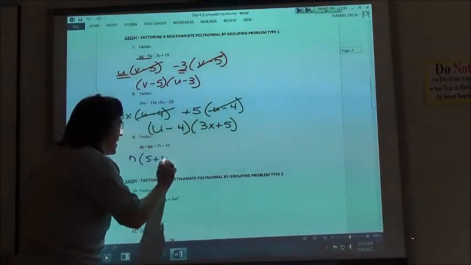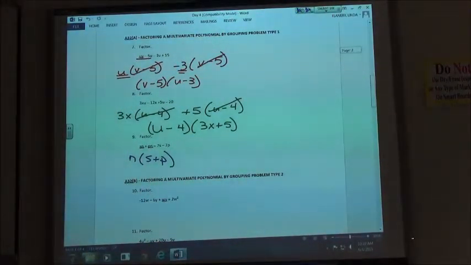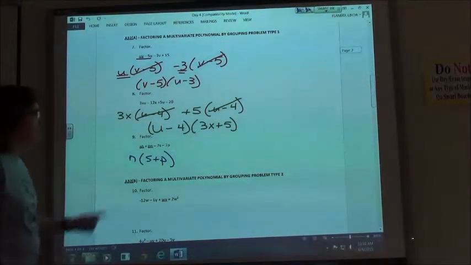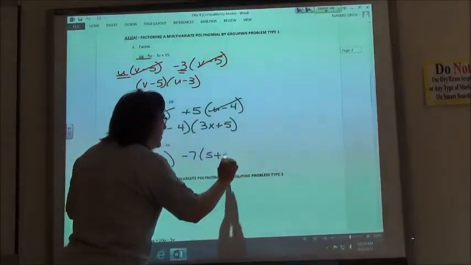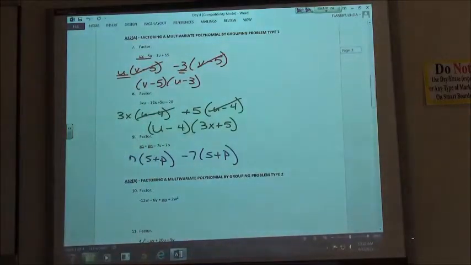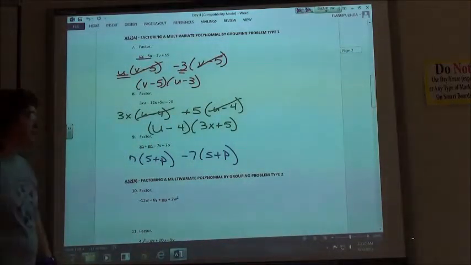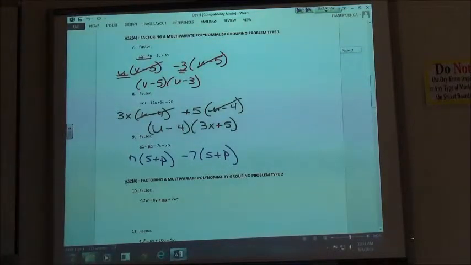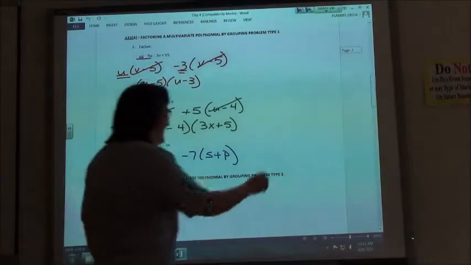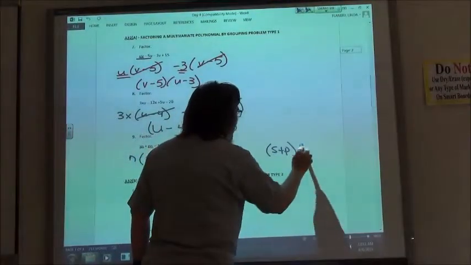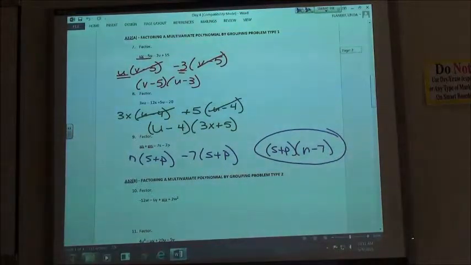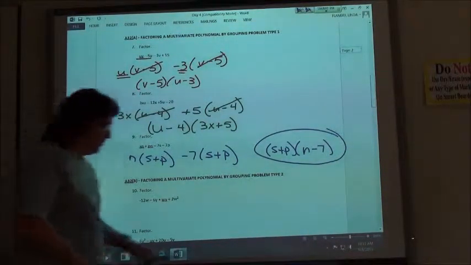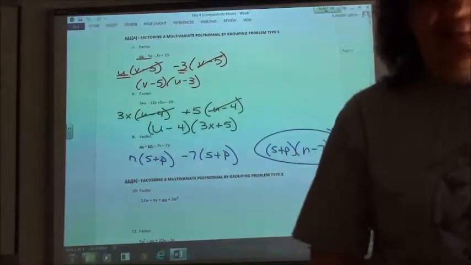s plus p. And so on my other two terms, I would want to factor out negative 7 because I want my signs to change, which leaves me an s plus a p. So my answer would be s plus p times n minus 7. Those were the easier ones, hopefully.